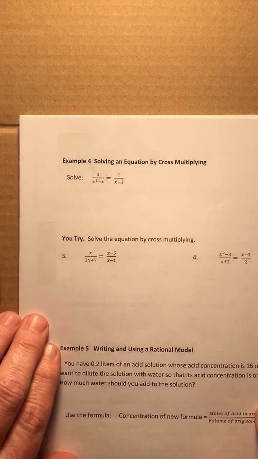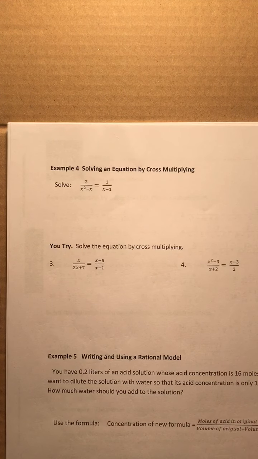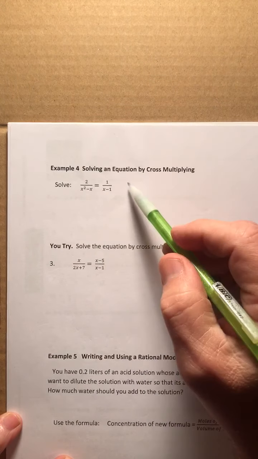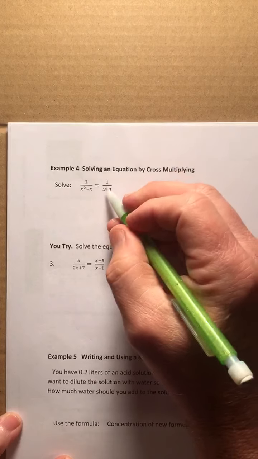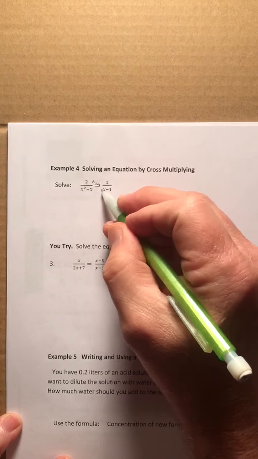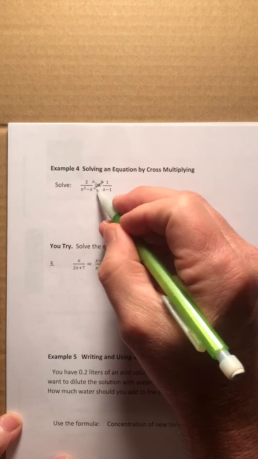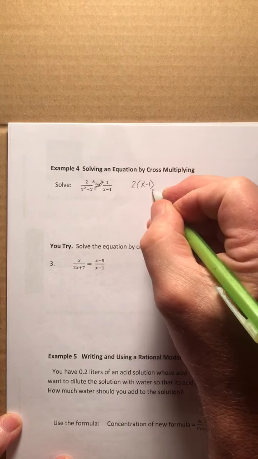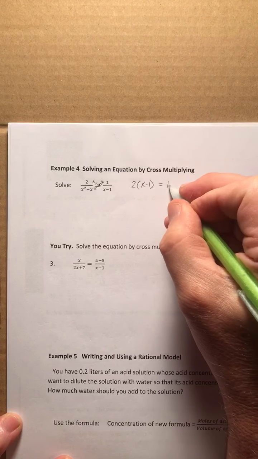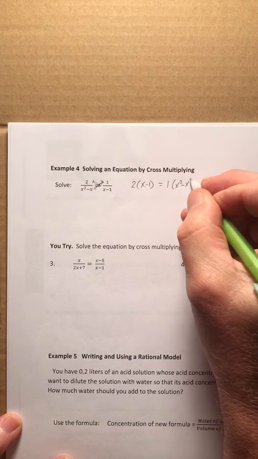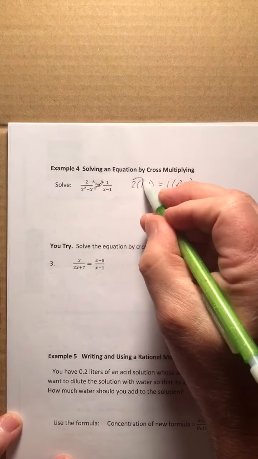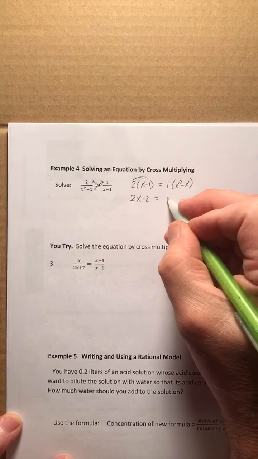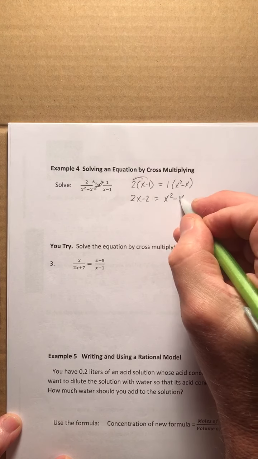All right, so here we go. This you might find a little bit easier. All right, example 4, we're going to solve this by cross multiplying. Again, we have a fraction equal to a fraction, so you just cross multiply. So I have 2 times x minus 1 on one side, and I got 1 times x squared minus x on the other side. Distribute the 2, 2x minus 2. The 1, we got x squared minus x.